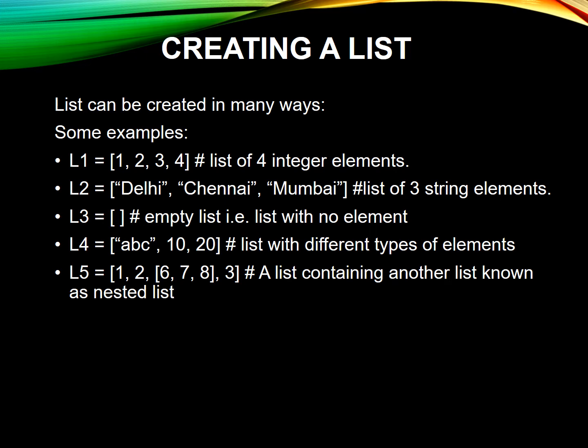Then fourth one is list with different types of elements. The list name is L4. Elements that are assigned to list are ABC, 10 and 20. So different types of values are assigned to this list L4. Fifth list is L5. This is a list which contains a nested list too. 6, 7, 8. This is a nested list. So L5 is containing a nested list too.